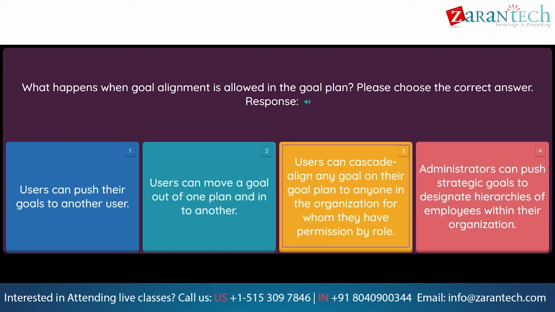Option 3: users can cascade align any goal on their goal plan to anyone in the organization for whom they have permission by role. Option 4: administrators can push strategic goals to designate hierarchies of employees within their organization.